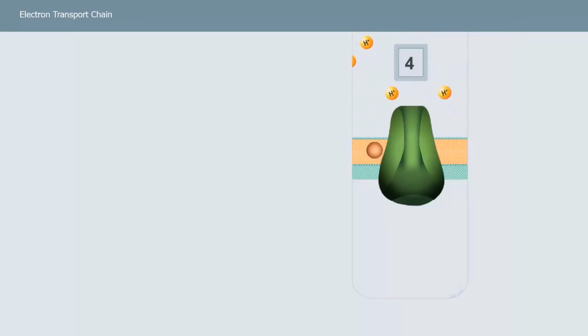Gradually, 4 electrons get together here. These electrons interact with one molecule of oxygen and with 8 hydrogen ions. 4 electrons, 4 hydrogen ions, and a molecule of oxygen form 2 molecules of water. The remaining 4 hydrogen ions are pumped over the inner mitochondrial membrane.